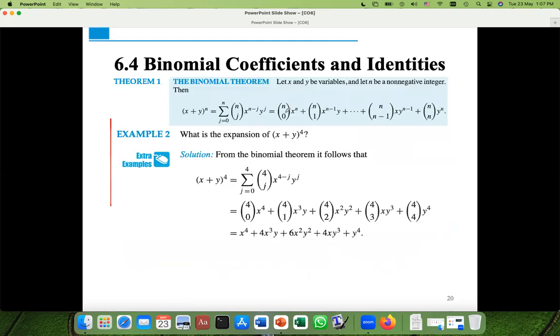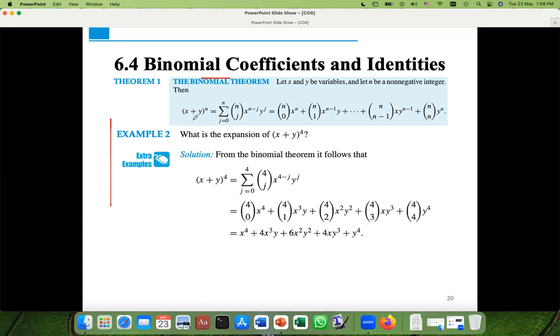Now this last important portion, 6.4. It is about binomial theorem. And I'm sure that you already have heard the name of this binomial theorem. This binomial theorem has its statement. Sometimes we call this mathematical statement binomial series.